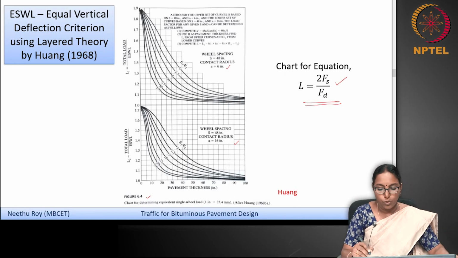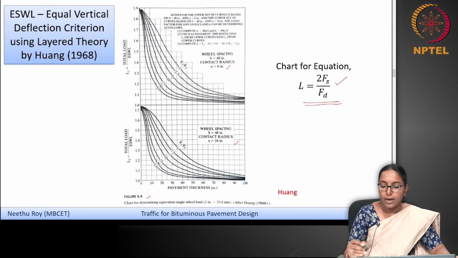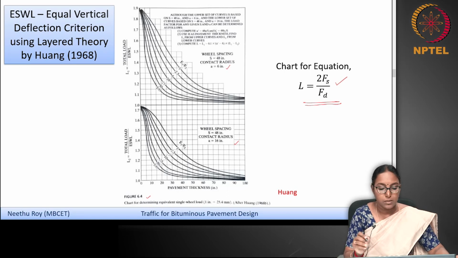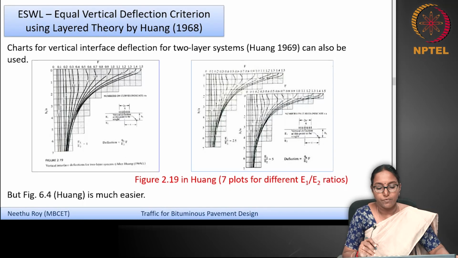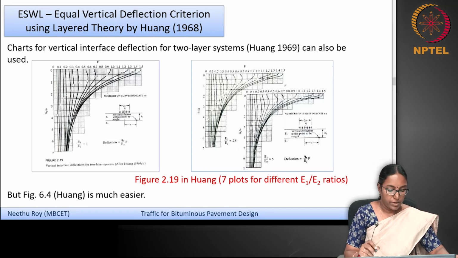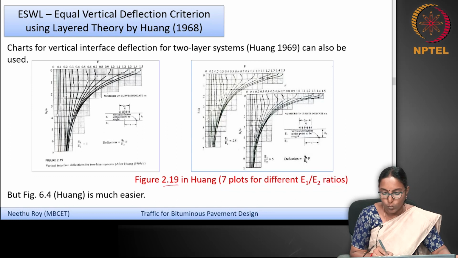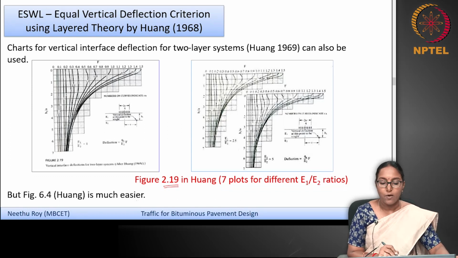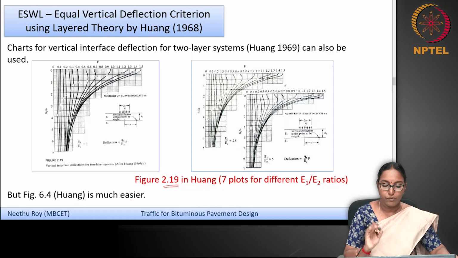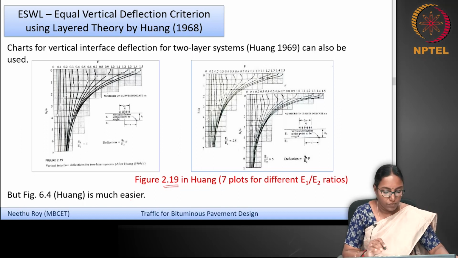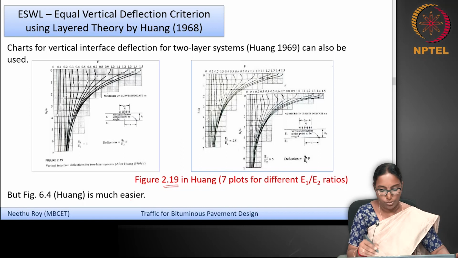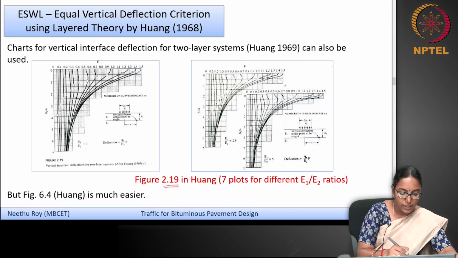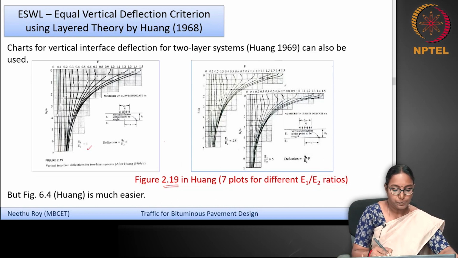Now, this is a chart developed to find the load factor, or instead of using this, you can use the vertical interface deflection for 2-layered systems given by Huang. For example, figure 2.19 in the Huang textbook has 7 plots, each one for a particular E1 by E2 value. For example, I have shown some of them here. This is the vertical interface deflection for a 2-layer system with an E1 by E2 of 1.